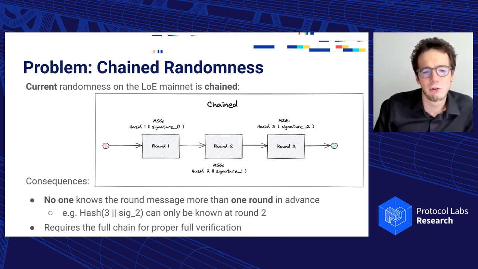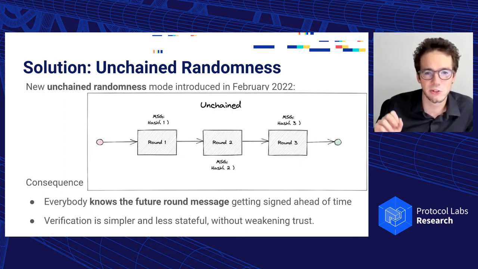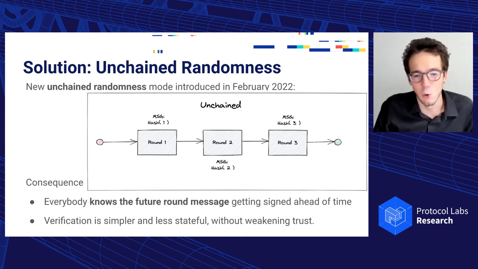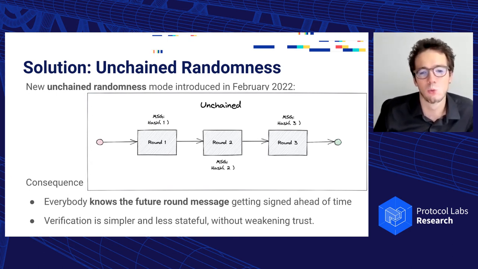And also it's making the verification of randomness more complicated, because you need to know the signature of the previous message in order to verify the current round. So it was a bit painful, and we could solve it easily by introducing unchained randomness, which we brought to the network in February 2022. So unchained randomness is currently running on testnet on drand. And unchained randomness is basically just signing the hash of the round number. So anybody can predict a future round number, and that means we can use these hashes as the identity we're encrypting towards using the IBE scheme I just presented.